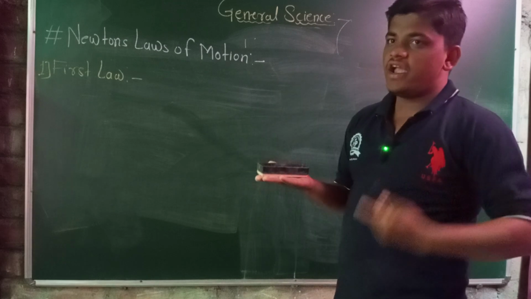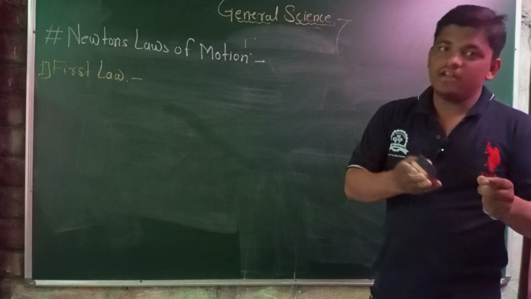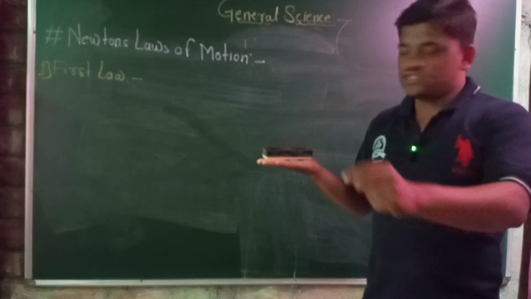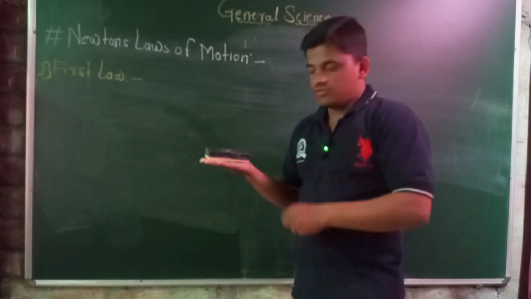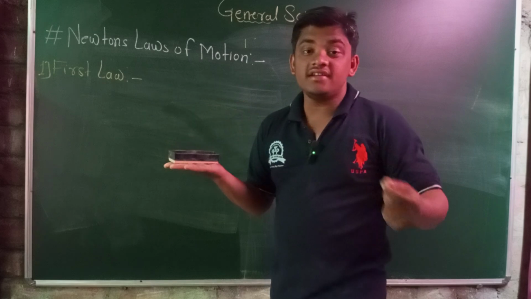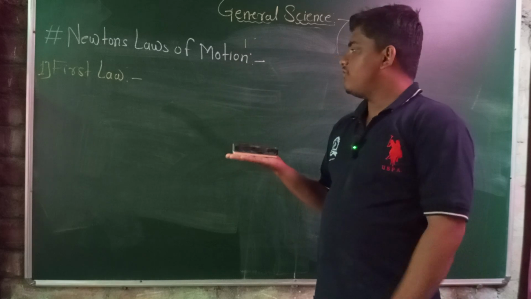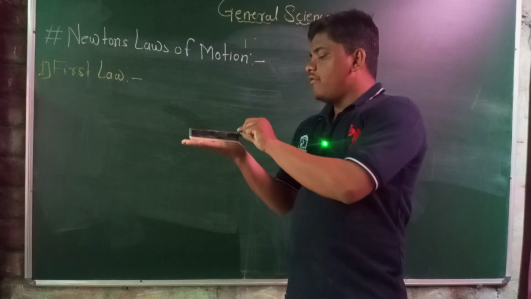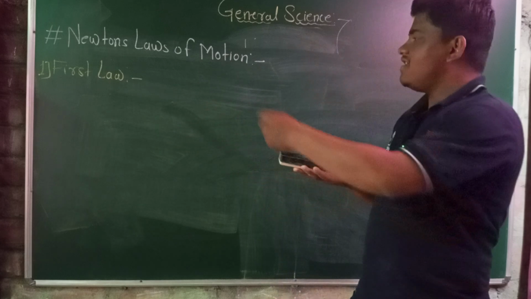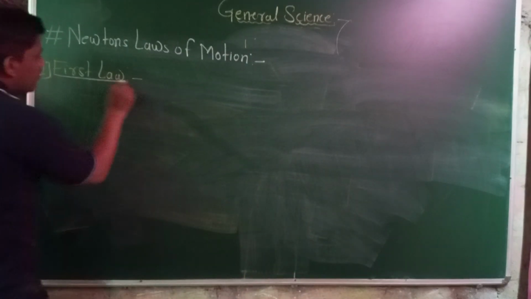What is the difference between steady and motion? If an object changes its position with respect to time, then that object is in motion. But this duster does not change its position. It is in the steady state. It does not change its state until an external unbalanced force is applied. Whenever I apply an external force, this duster will change its position. This is all about the first law.